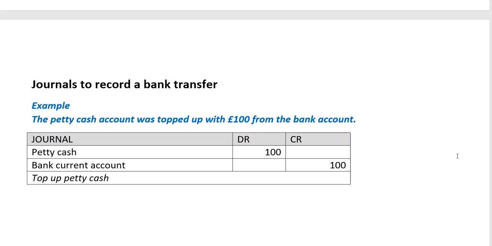Let's look at another example. We're going to use a journal to record a bank transfer. So we're being told that the petty cash account was topped up with £100 from the bank account. So let's look at my journal entry here.